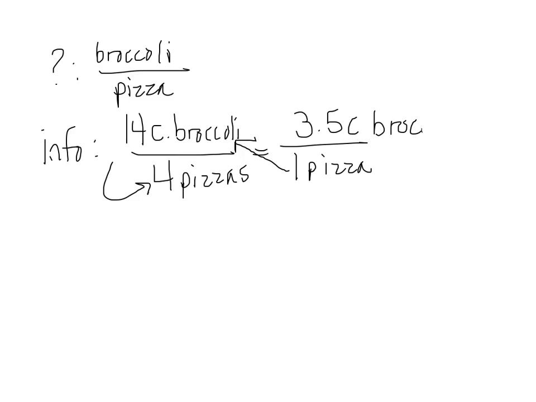Whoa, I don't know what's going on here. Spell this right. Okay, so listen, to answer this question, you would say that Paul would need 3.5 cups of broccoli to make 1 pizza.